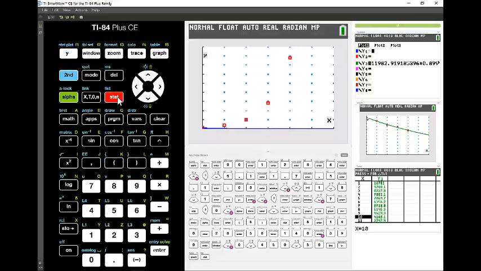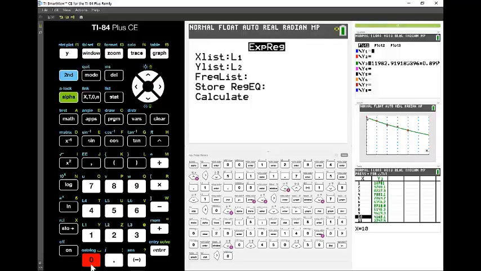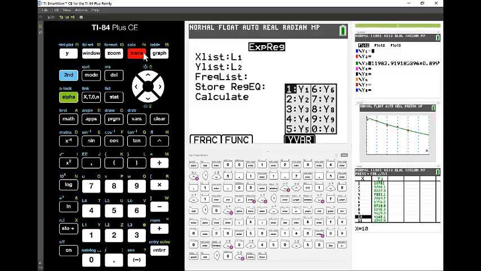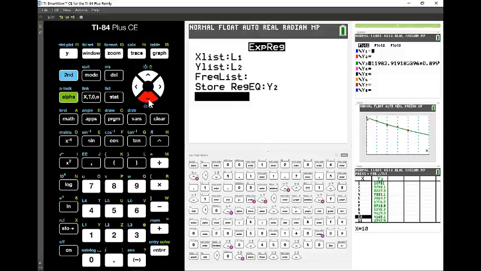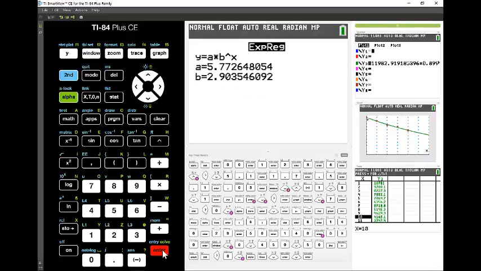Now let's go back to Stat. Let's go over to Calculate. Let's go down to option 0 for exponential regression, and let's push this equation, this time, into alpha trace, and I'm going to push this into y2 because I don't want to lose my other equation. I'm going to go down to calculate, and I'm going to calculate these values. Seems like here my A value is 5.7726. My B value is 2.9035. We're going to round those in just a second when we put them in on our button.